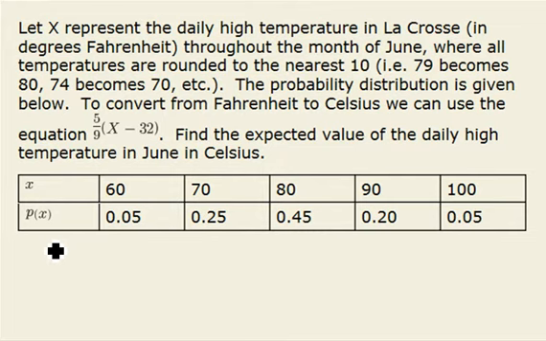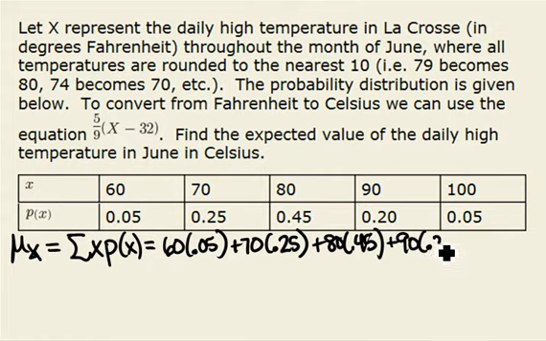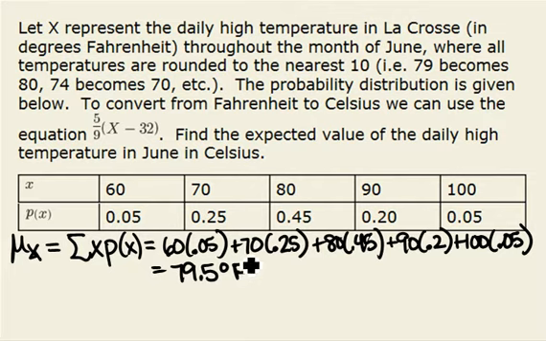We'll start by finding the expected value in terms of Fahrenheit, and we can do that by going directly through our table and using our formula for the mean, or expected value, that says you sum up x's times their probabilities throughout the whole table. So we'll get 60 times 0.05 plus 70 times 0.25 plus 80 times 0.45 plus 90 times 0.2 plus 100 times 0.05. And what this will give us is 79.5. This is the expected temperature in degrees Fahrenheit.